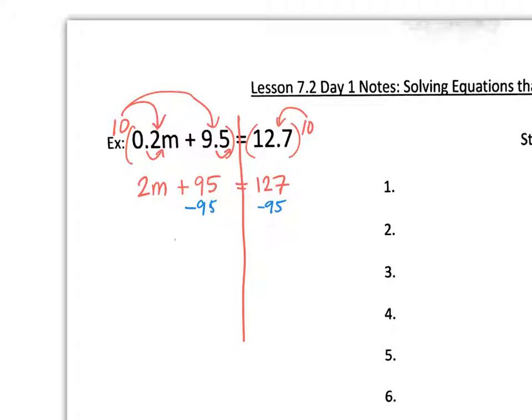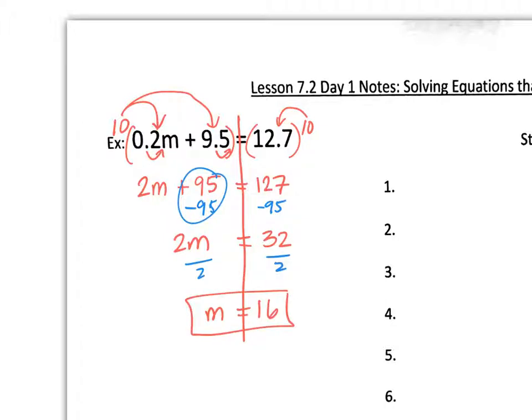I get 2m, and sorry, I'm going to circle my 0 right there. 2m equals, that gives me 32. 127 minus 95 is that. And the last step is to divide by 2 on both sides, and that gives me my solution of m equals 16.